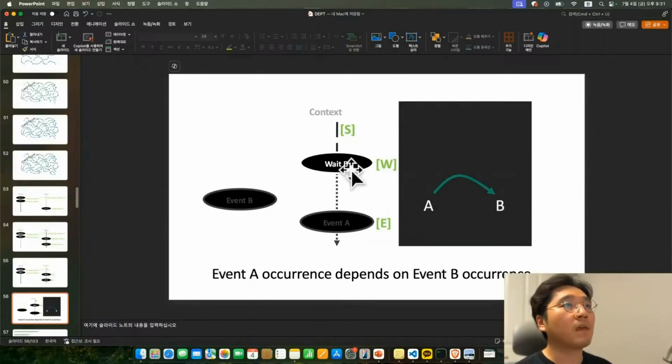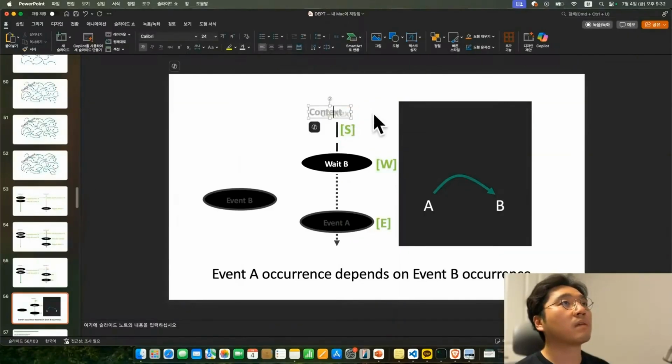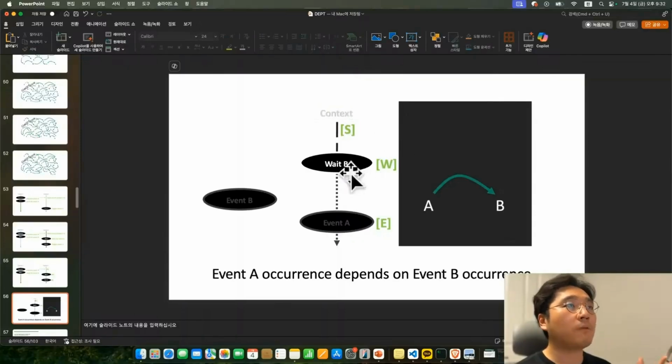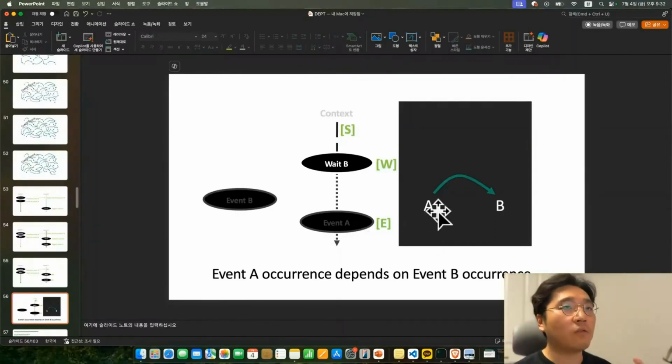So if context X is waiting for the occurring event B, and event A depends on the occurring of the event B, we can draw, as I said, from A to B, right? So event A occurrence depends on event B occurrence.